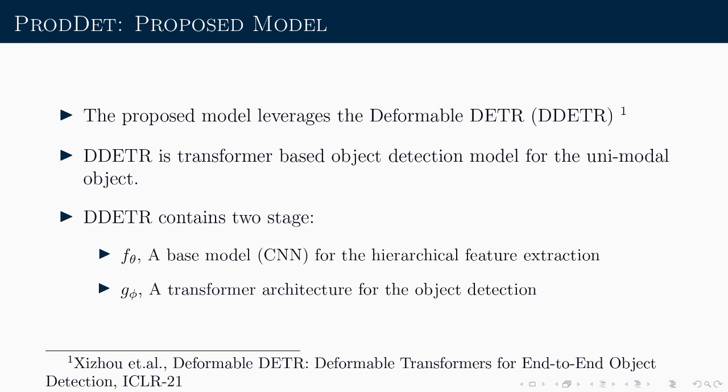Our proposed model leverages Deformable DETR. Deformable DETR is a transformer-based object detection model for unimodal objects. Deformable DETR contains two stages: a CNN-based model architecture for feature extraction and a transformer-based architecture for object detection.